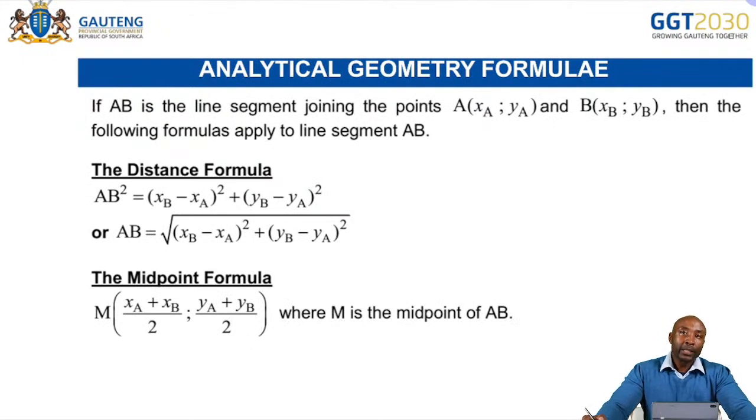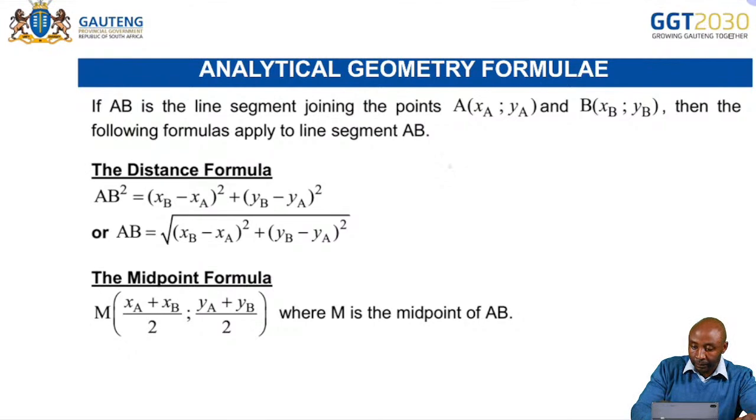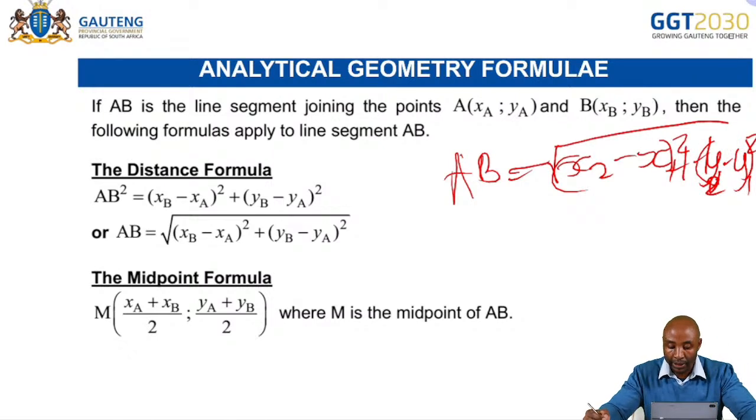Here are the formulas that we are going to be using for our analytical geometry problems. We have the distance formula. It is given in our formula page, and sometimes we use AB is equal to the square root of x2 minus x1 squared plus y2 minus y1 all squared. That's the other version of our distance formula, but the naming is always dependent on who is using the formula.